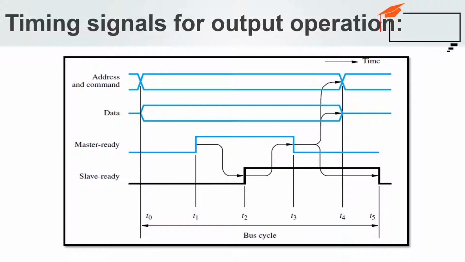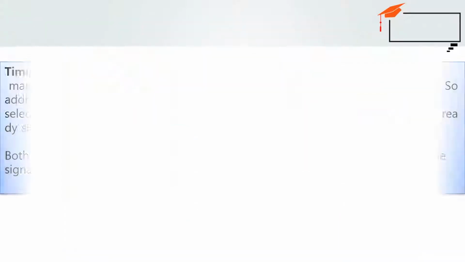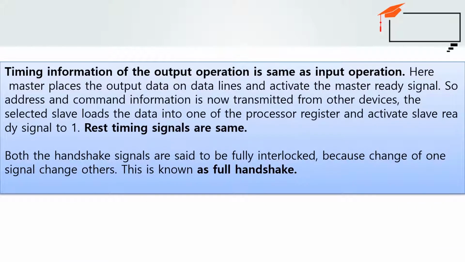The timing of the output operation is the same as the input operation. Here, the master places the output data on the data lines and activates the master ready signal. So address and command information is now transmitted to other devices. The selected slave loads the data into one of the processor registers and sets the slave ready signal to 1. The rest of the timing signals are the same.